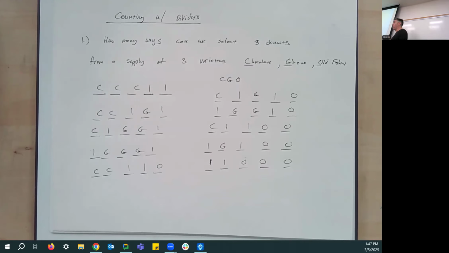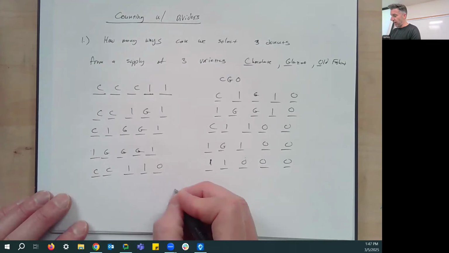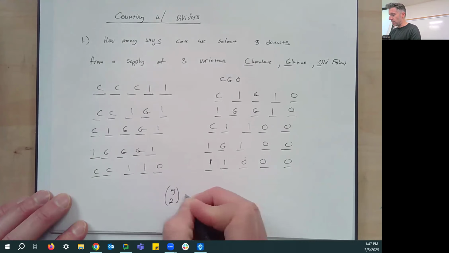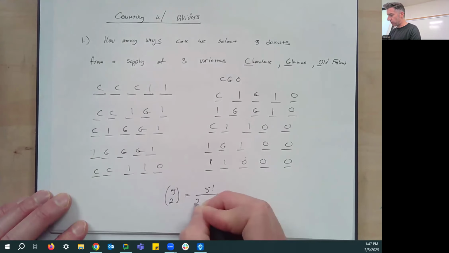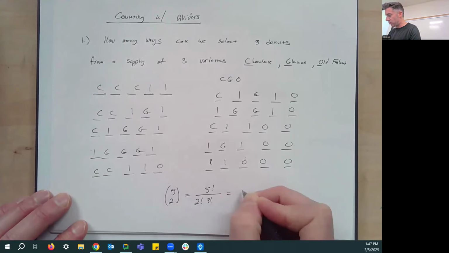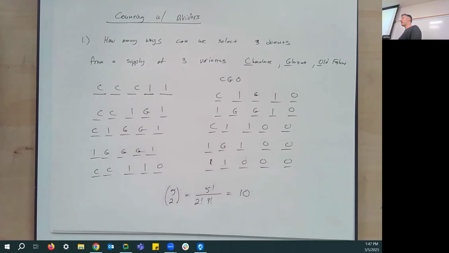Well, the point of the whole process is that it exactly matters where the dividers go. And since there are 5 slots to pick from and 2 dividers to put in them, there's exactly 5 choose 2, equal to 5 factorial over 2 factorial times 3 factorial, equal to 10 different ways of picking 3 donuts that have to be glazed, old-fashioned, or chocolate.